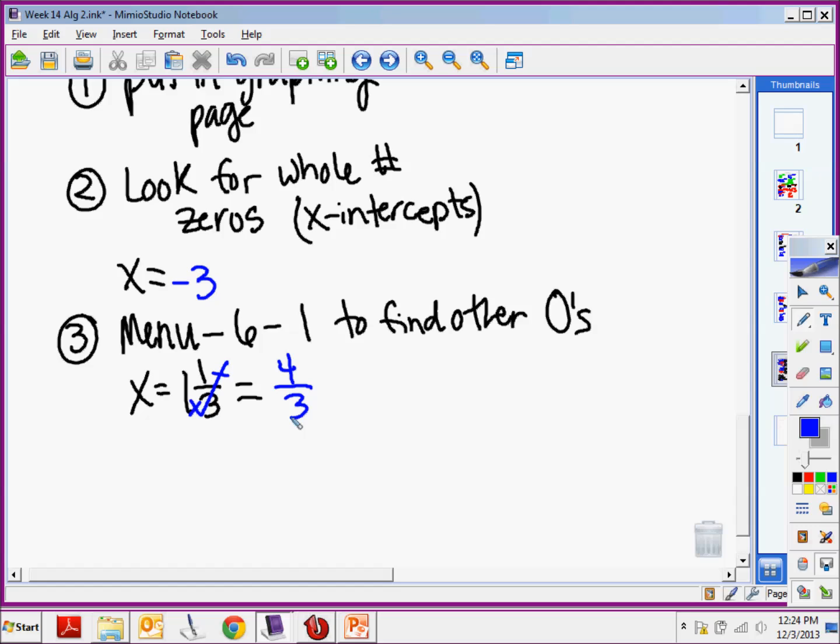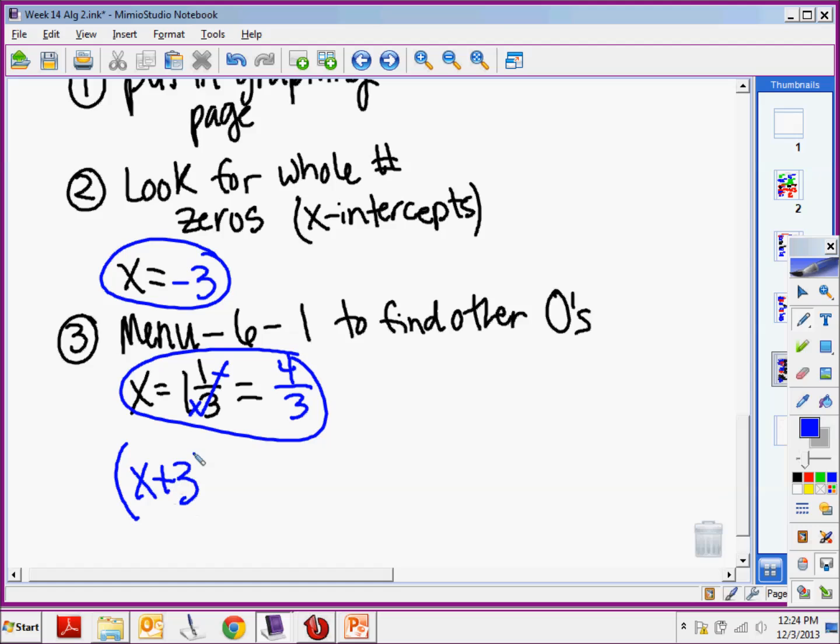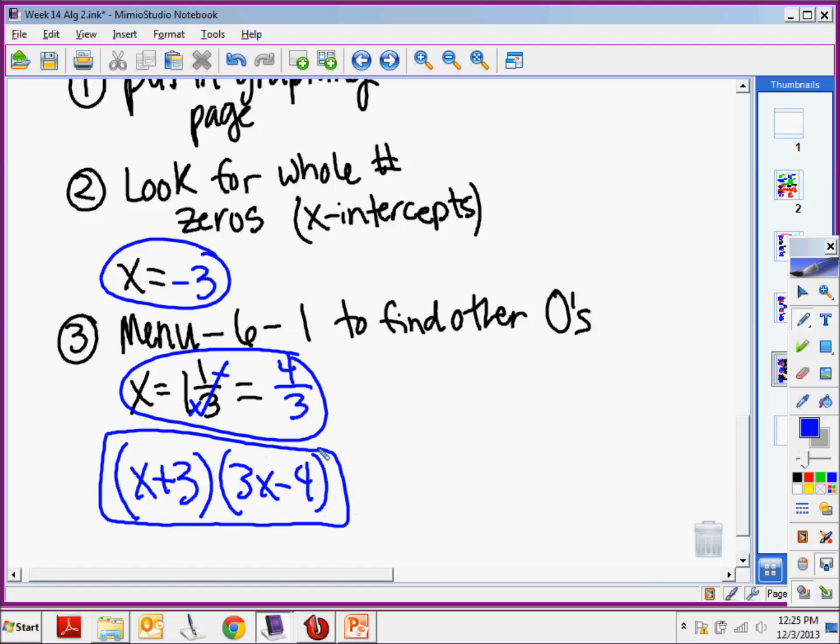Okay, so now I have both of them. That means my factors are x plus 3 and 3x minus 4. Where do you get 3x minus 4? You've got to do the bottom. My denominator is my leading coefficient. Okay, I see. So when you do a check mark, it's 1 times 3 and then you add the numerator.